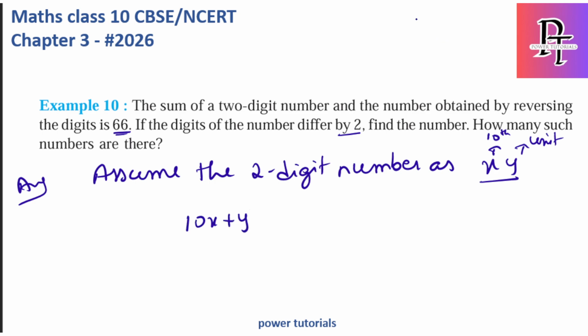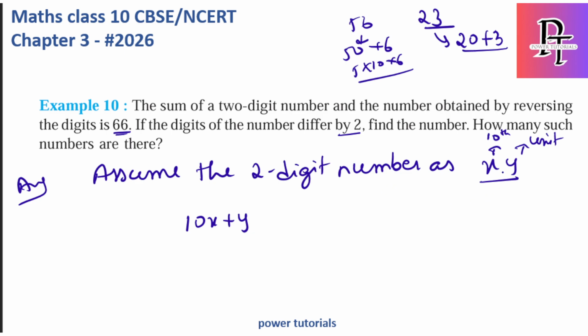I will give an example. Suppose we have 23 as a number. So how can I write 23? I can write it as 2 into 10, that is 20, plus 3. Same if I have 56 as a number, I can write 50 plus 6, which is nothing but 5 into 10 plus 6. Same way, the original number, if it is xy, then I can write it as 10x plus y.